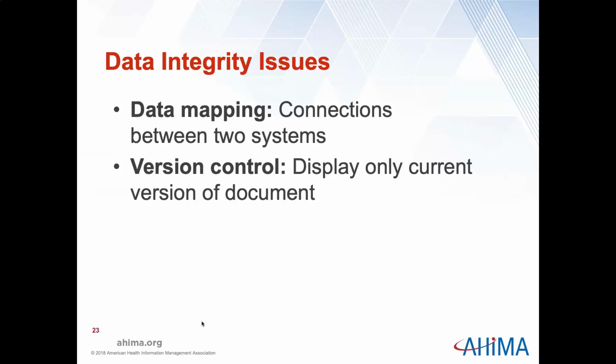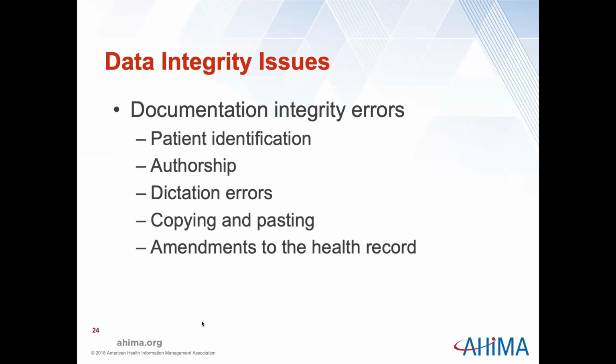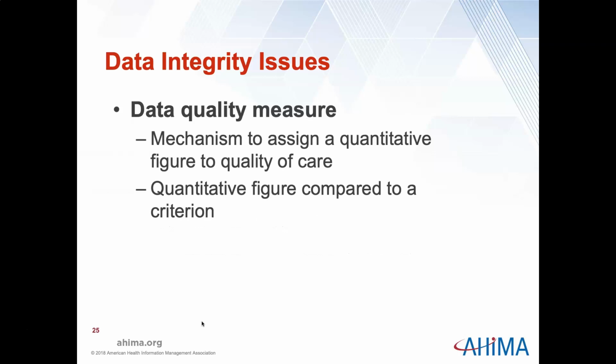Version control, you have to have this as well, because you have to keep every version of each document, but you only want to display the current version of the document. Documentation integrity errors include patient identification, authorship, dictation errors, the evil of copying and pasting, and amendments to the health record. These are areas that can really cause major data integrity issues, and so we want to be aware of those.